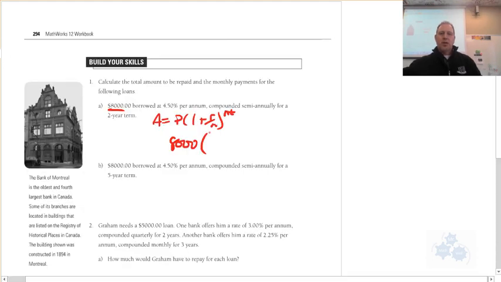So 8,000 borrowed at 4.5%, so 1 plus, that's 0.045, right? Did you get that? Yeah. Over N, so the number of compounding periods per year. This is semi-annually, so that's 2 times a year, okay? To the power of 2 times a year for 2 years.